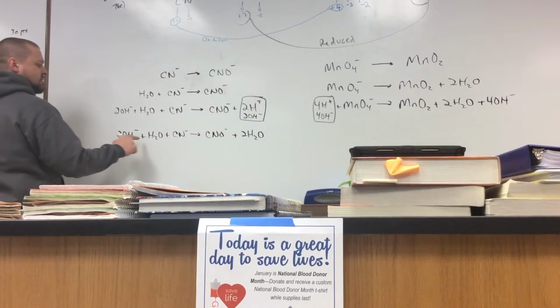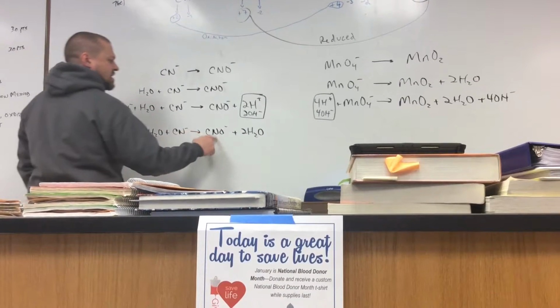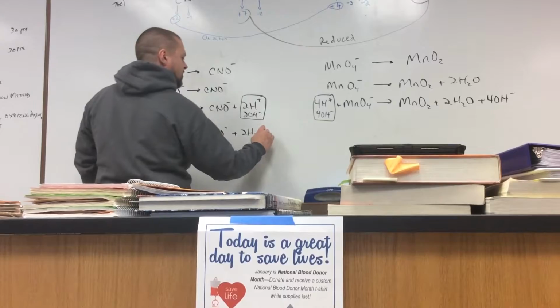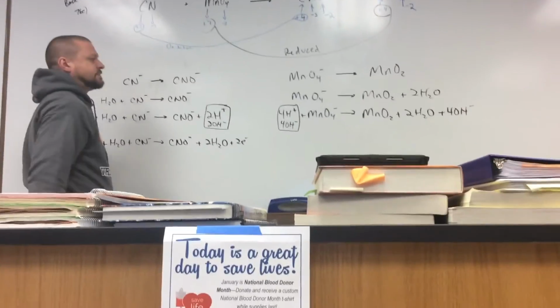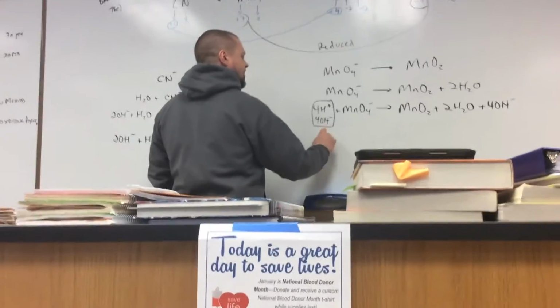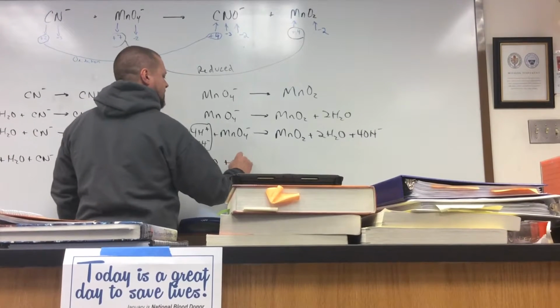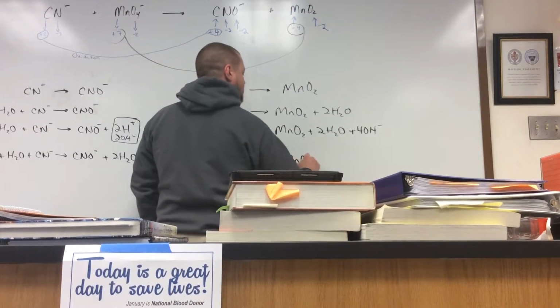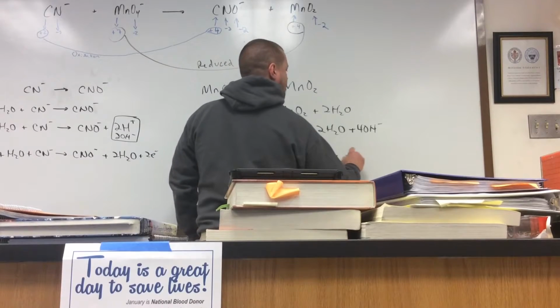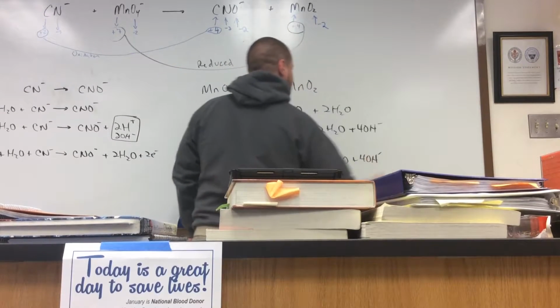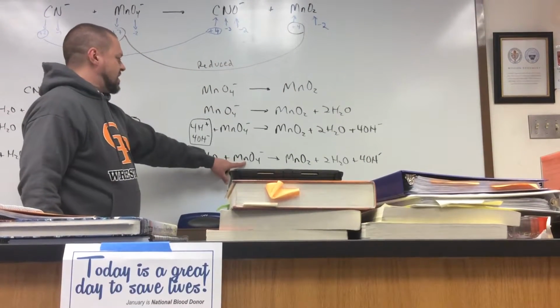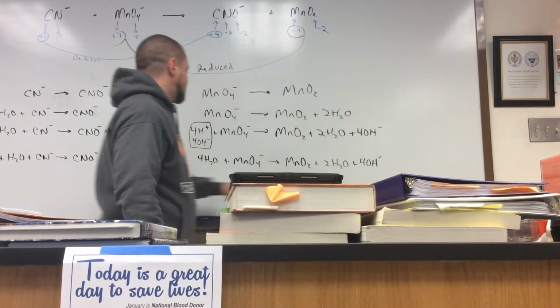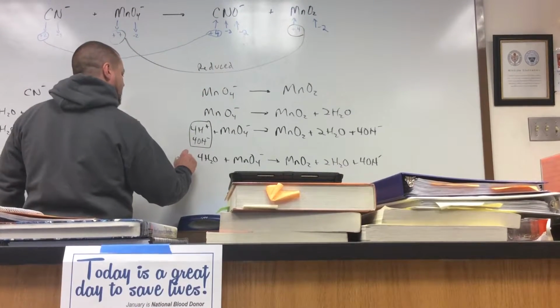Let's see, this side is 2 negatives, 3 negatives, this side is 1 negative, so I'm going to bring in 2 more electrons on this side. Rewrite everything, this is 4 H2O plus MnO4 minus yields MnO2 plus 2 H2O plus 4 OH minus. This side's 1 negative, this side's 4 negatives, so I'm going to bring in 3 electrons over here.